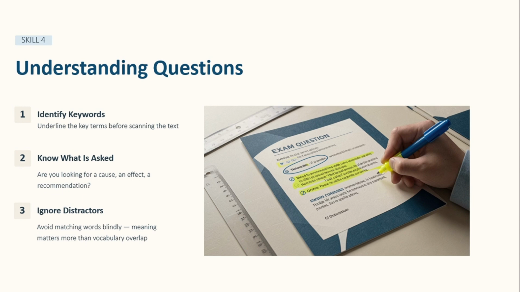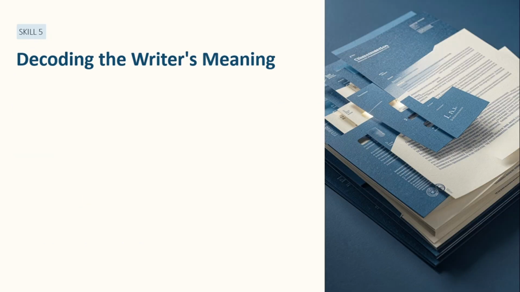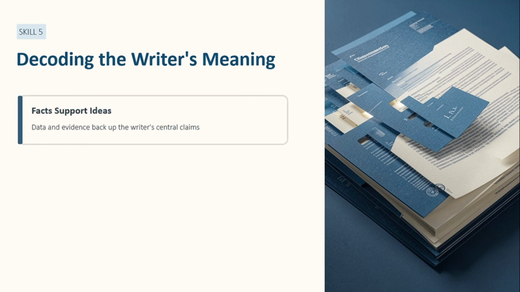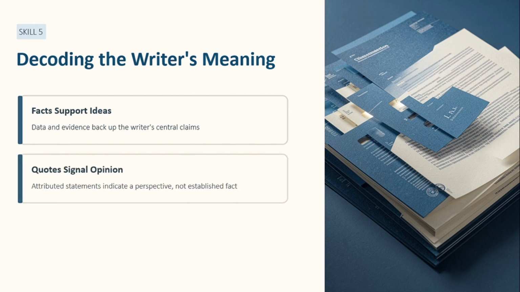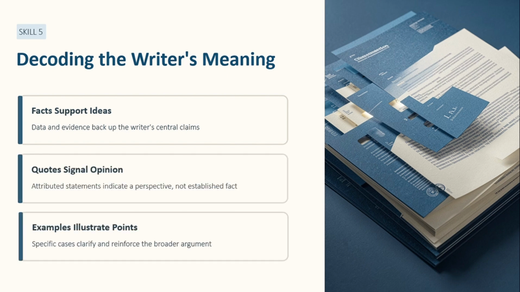Now let's cover skill 5. Decoding the writer's meaning. In more advanced tasks, you need to understand not just what is written, but why it is written. Writers use facts to support ideas, tone to signal opinions, and examples to illustrate key points. Your job is to interpret these elements and understand the overall message.